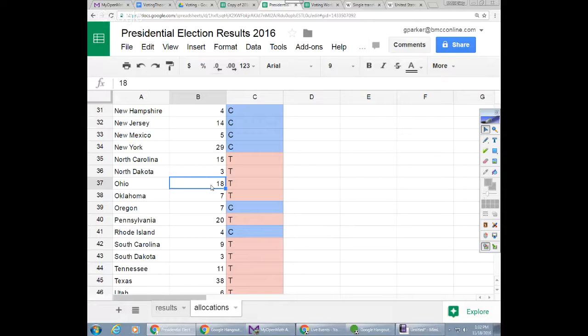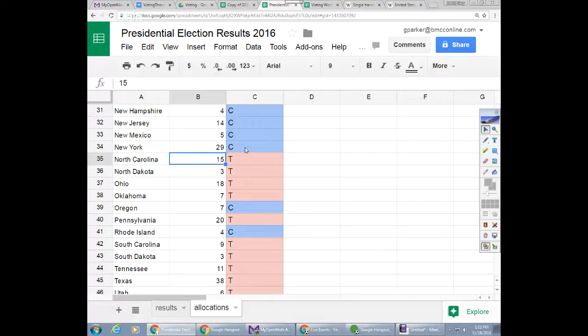Now, some states, it's not a winner-take-all. It's a proportional give-out. So, for example, notice I colored these things red and blue. So if I put a C there for Clinton, it gets colored blue. If I replace the C with a T, it'll get colored pink or red. Let's put it back to the C. So that means if it's blue, that means blue got all 29. If it's red, that means red got all 15.